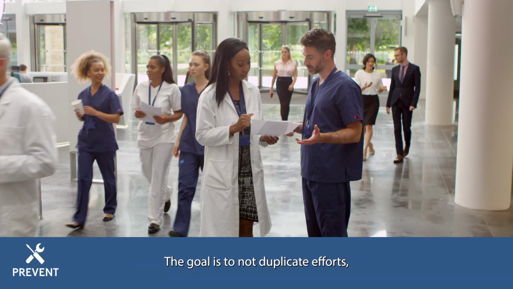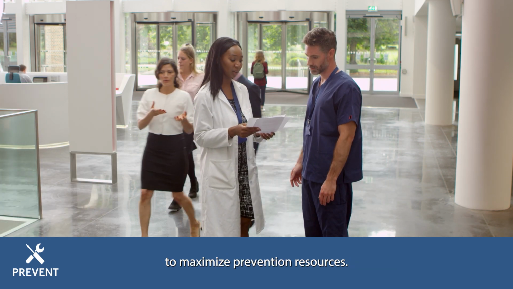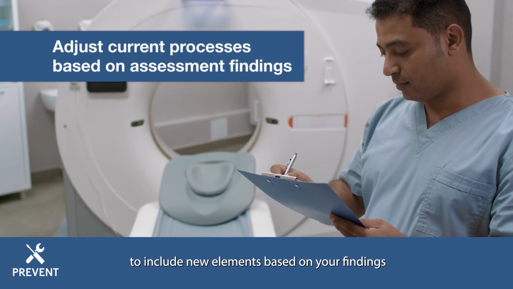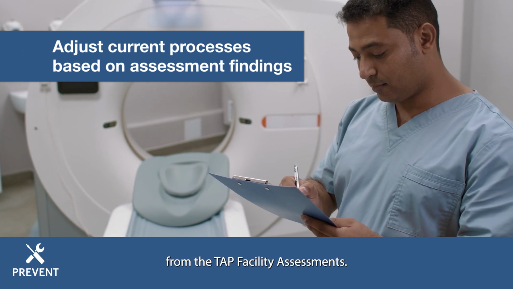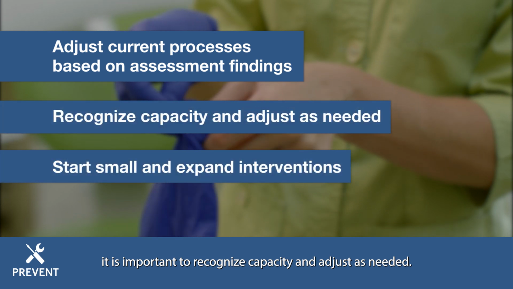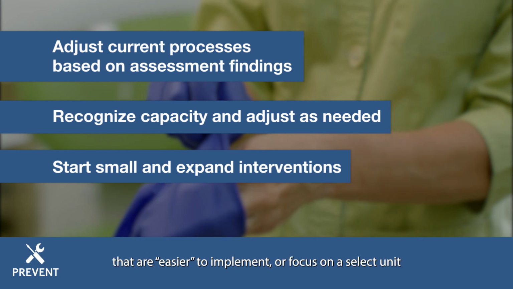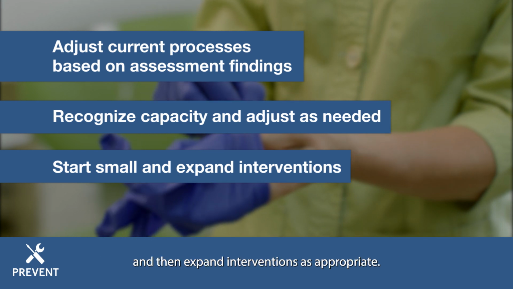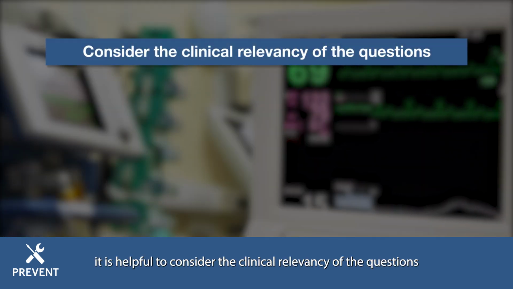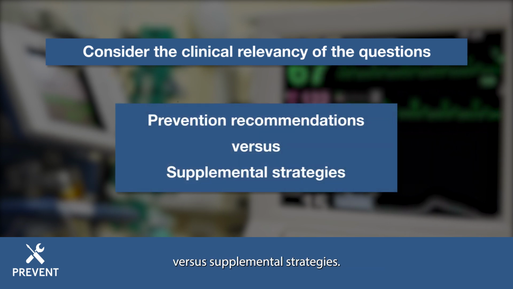The goal is not to duplicate efforts, but to align the TAP strategy with your existing work to maximize prevention resources. For example, perhaps current processes exist that may be adjusted to include new elements based on your findings from the TAP facility assessments. As with all quality improvement work, it is important to recognize capacity and adjust as needed. For example, start small with interventions that are easier to implement or focus on a select unit and then expand interventions as appropriate. When prioritizing gaps, it is helpful to consider the clinical relevancy of the questions and understand which items are recommended versus supplemental strategies.